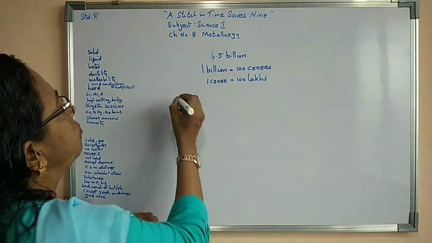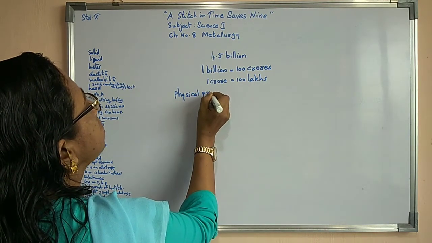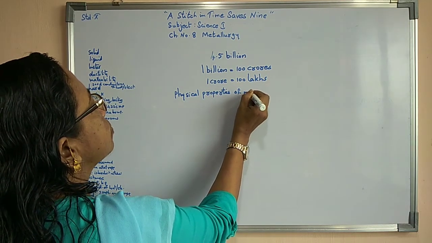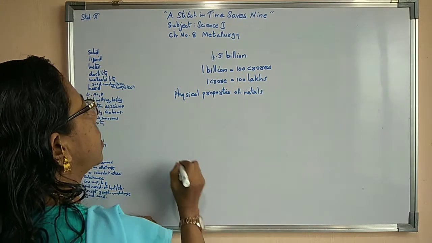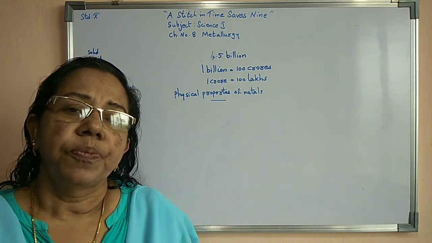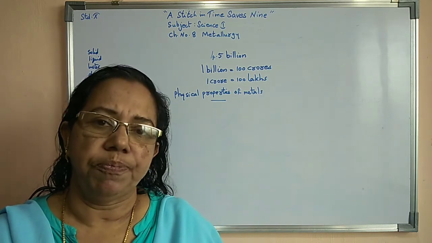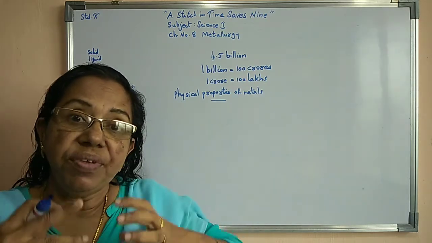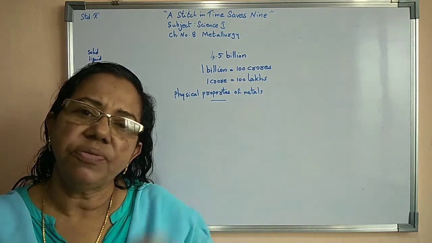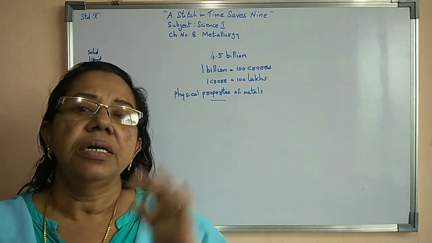Now, what are the physical properties of metals? Here we can say how these metals are available or how they look, what we feel about the metals when we look at them. So that is their physical property. Now, the first physical property we can say is that they are solids.